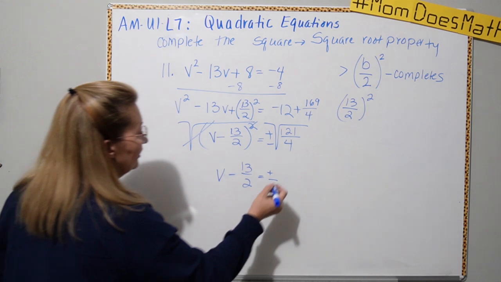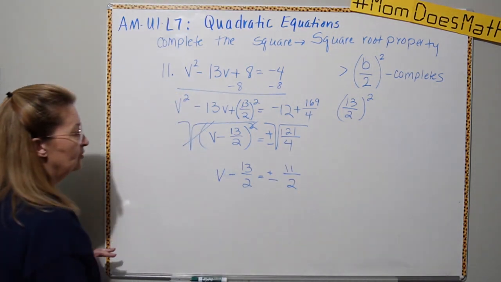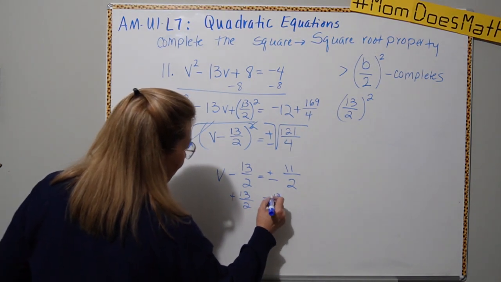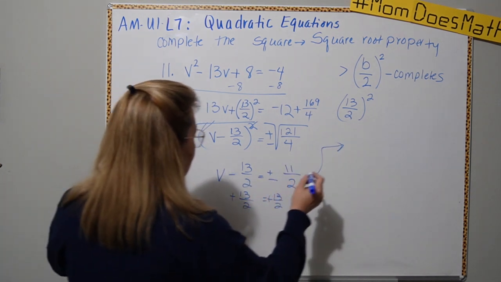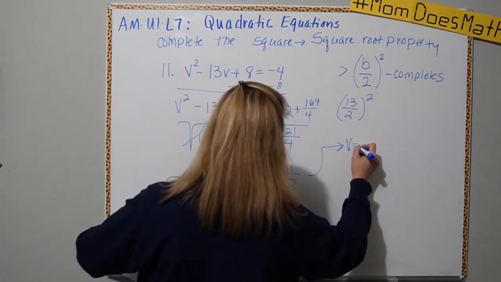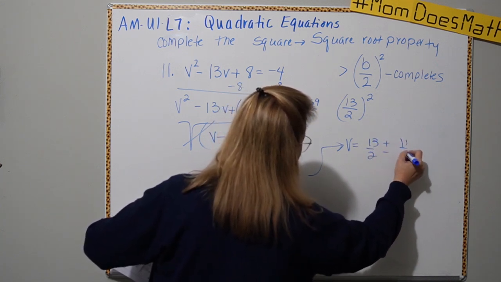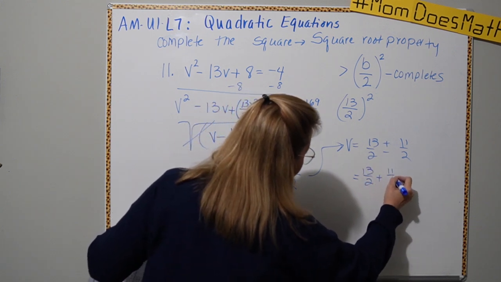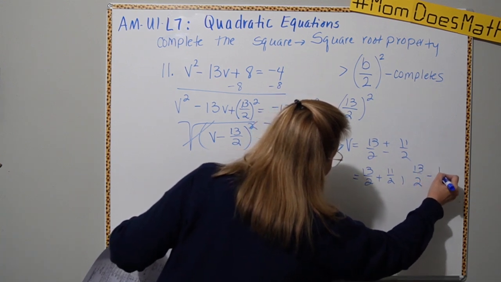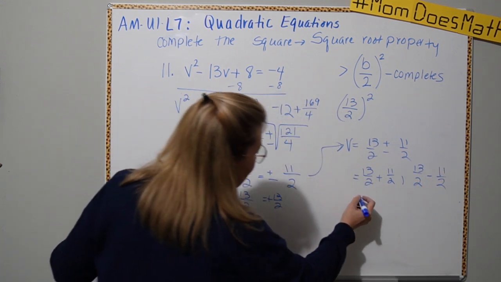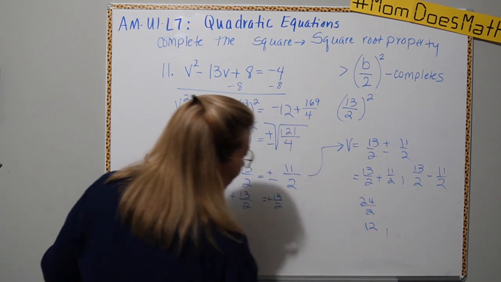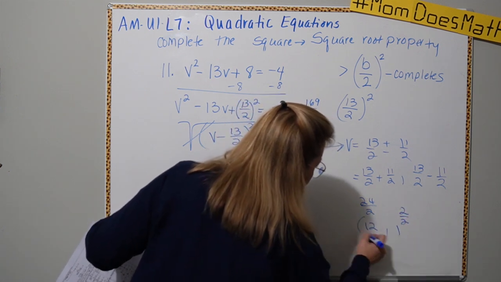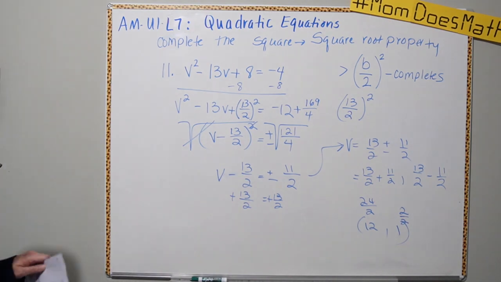All right, the square root of 121 is 11, and the square root of 4 is 2. So I'm going to add 13 halves to each side, and that's going to give me, let me come over here. So now I have v equals 13 halves plus or minus 11 halves, all right? And once again, when you simplify 13 over 2 plus 11 over 2 and 13 over 2 minus 11 over 2, that's going to give me 24 over 2, which is 12 here, and 13 minus 11 is 2 over 2, which is 1. So your two answers are 12 and 1.